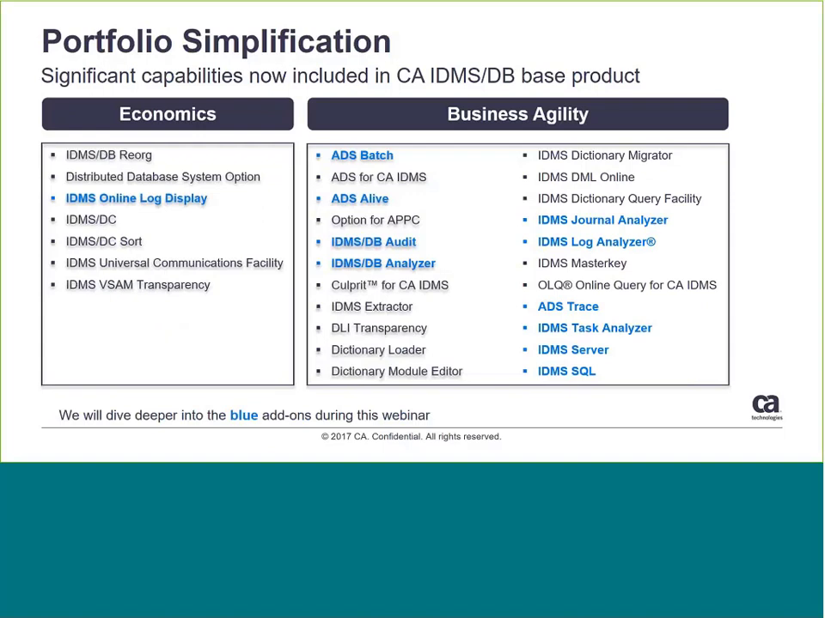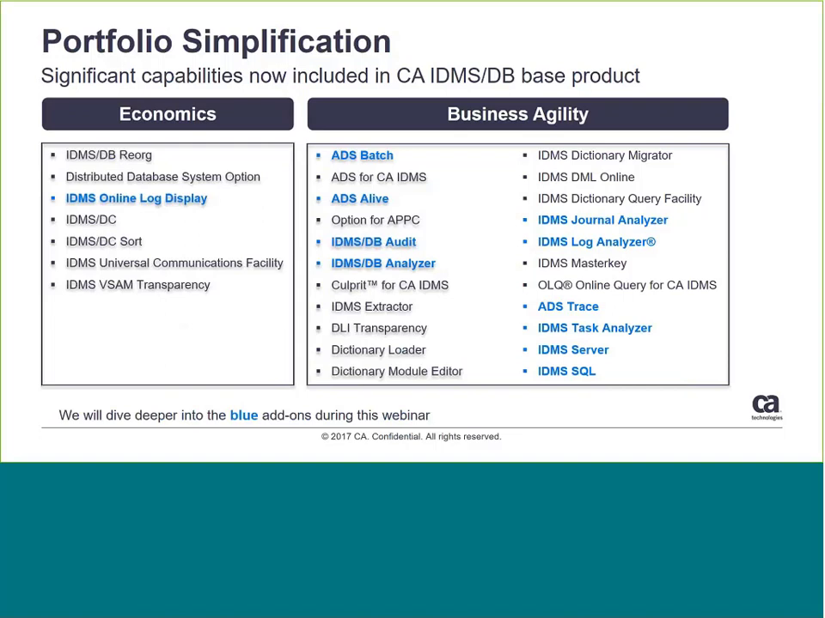This is a list of all the options that are now available to you as part of the base product. So we categorize these in groups based on the business benefit derived by the product itself. So from mainframe economics, where the add-ons help improve system resources, as well as business agility by means of modernization through tooling that actually helps improve developer productivity, such as the SQL and the server options.